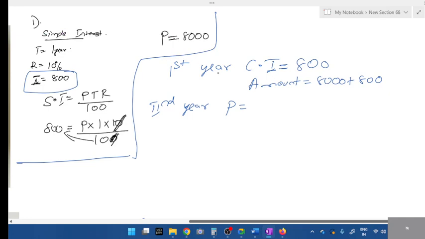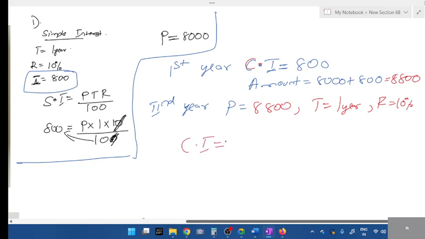Okay. So after the first year, students, for compound interest we need to find the amount. What is 8,000 plus 800? 8,800. This is what you have to use as the principal for the second year compound interest. Principal is 8,800. Time period is 1 year. Rate is also the same. Rate is how much? Rate is also 10%.